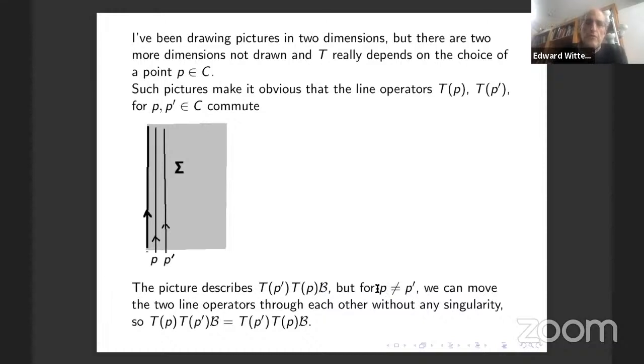And from the point of view of two-dimensional pictures, the T of P and T of P prime might not commute. But in 4 dimensions, it's obvious that we can move P past P prime with no singularity because these two lines are really supported at different points in C. So it follows that the functors associated to these line operators commute.